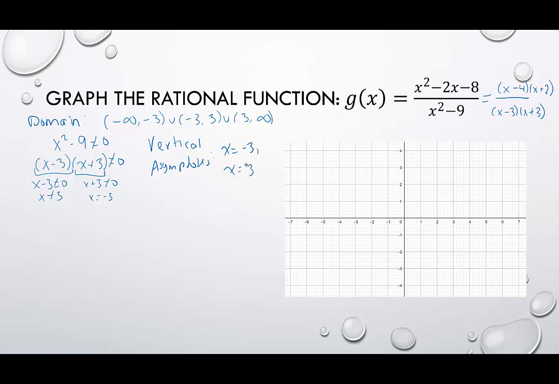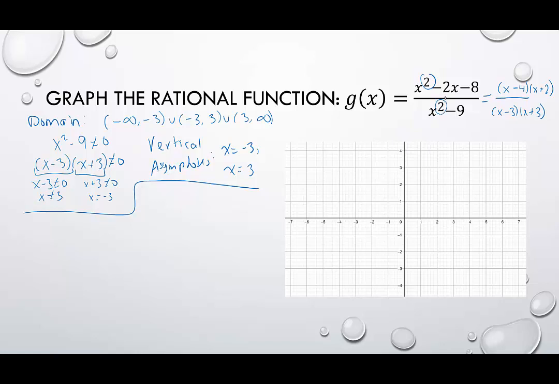Okay, the next thing we want to do is to figure out what other type of asymptote there is. Now we want to see if there's any horizontal or slant asymptote. And the way we do that is we look at first the degrees of the numerator and denominator. The degree of the numerator is 2. The degree of the denominator is 2.